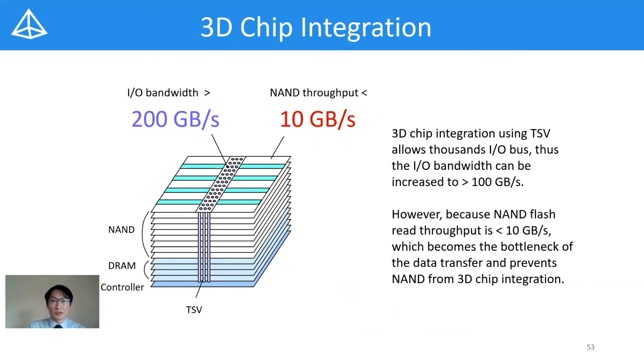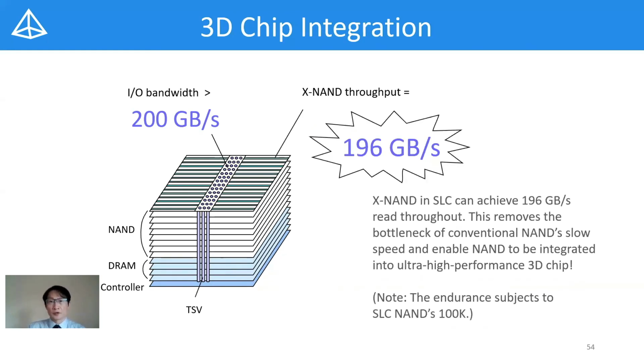3D chip integration uses thousands of TSV to increase I/O bandwidth to 200 GB per second. However, the conventional NAND flash read throughput is lower than 10 GB per second. So the NAND speed will become the bottleneck if we put NAND flash into 3D chip integration. XNAND architecture in SLC can achieve 200 GB per second read throughput. So this removes the bottleneck and allows XNAND to be integrated into 3D chips. However, please notice this application will be subject to the endurance cycle of SLC NAND.